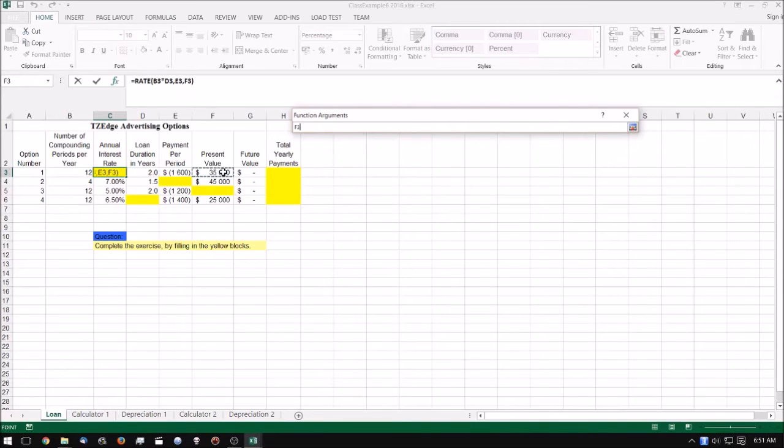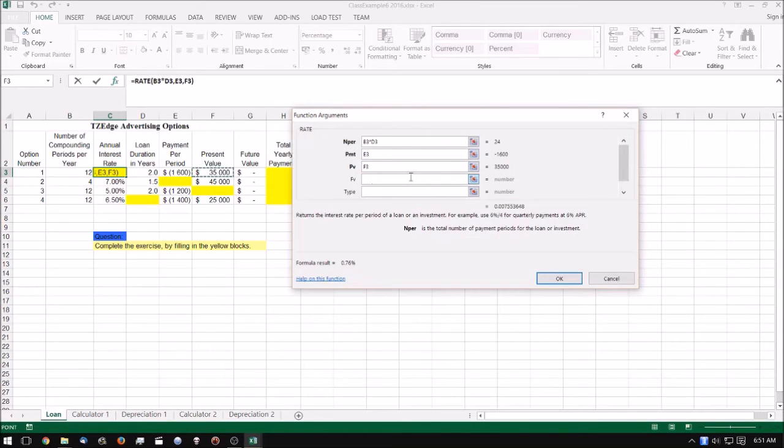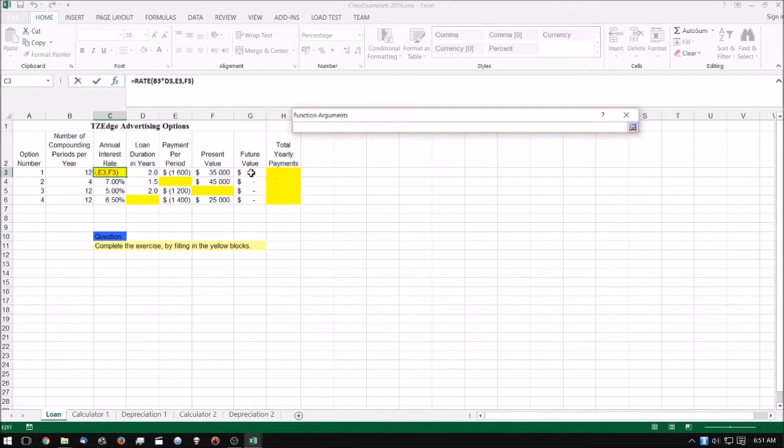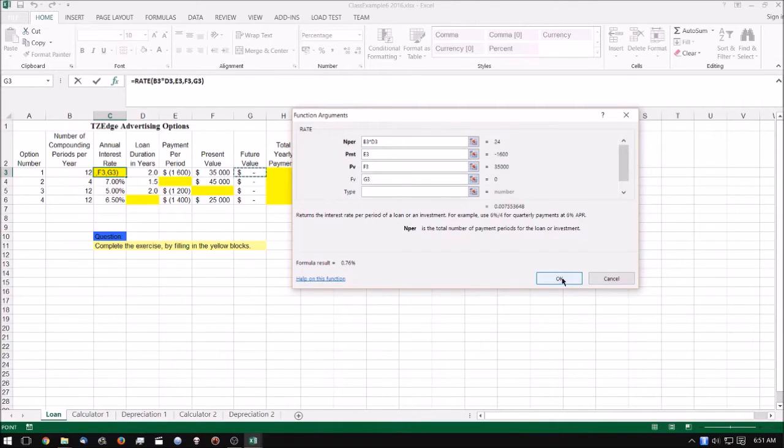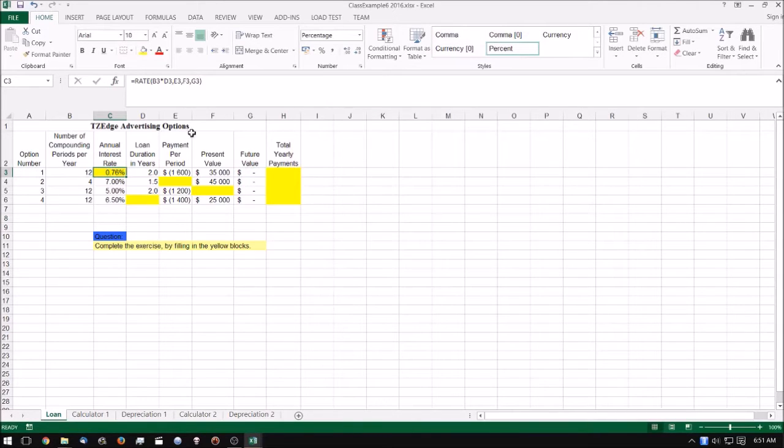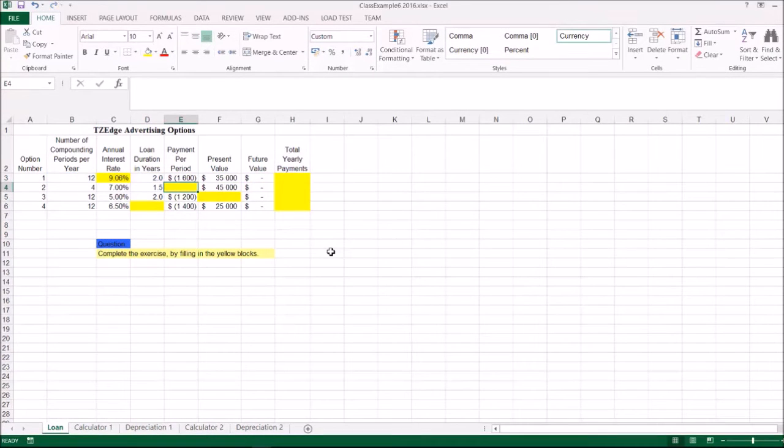Enter your future value. It's been given to you. It is 0, but just select the cell that has the future value. And that is now your annual interest rate, 0.76. Now you also need to multiply the answer that you got from the rate function with the number of compounding periods per year, which gives you 9.06.